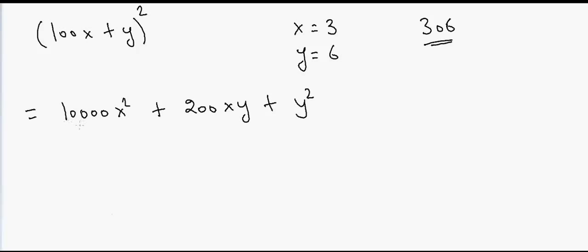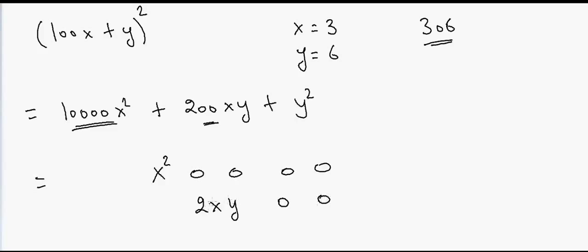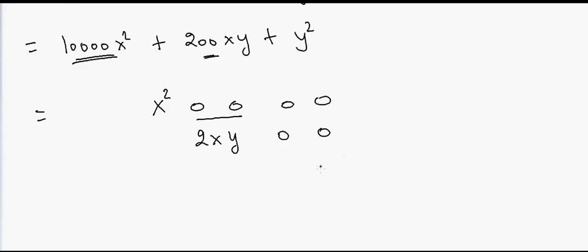Now you can see that we have four zeros for x square, two zeros for 2xy, and no zeros for y square. So if we add them together, it will look something like this: x square 0 0 0 0, and then we have 2xy 0 0. So this 2xy will go onto the next two digits here, right? And then we have y square, which will go here. Because there are zeros here, the y square can occupy these two digits at the end.